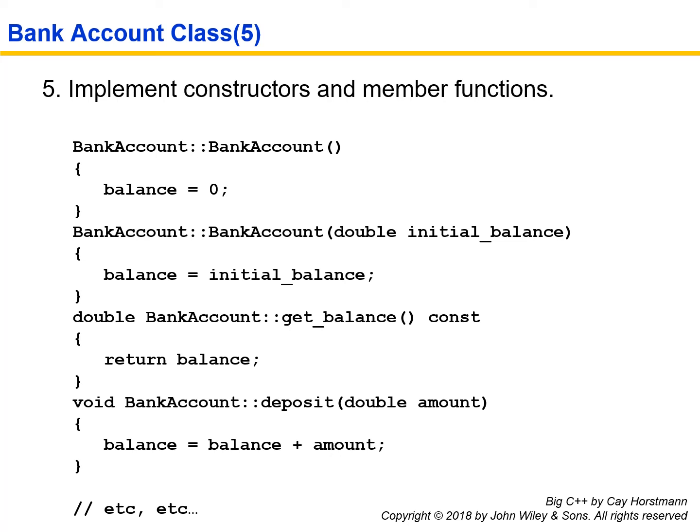We implement our constructors, which simply set the balance. Our get balance simply returns the balance. And our deposit is going to just add a certain amount to the balance, and so forth and so on.